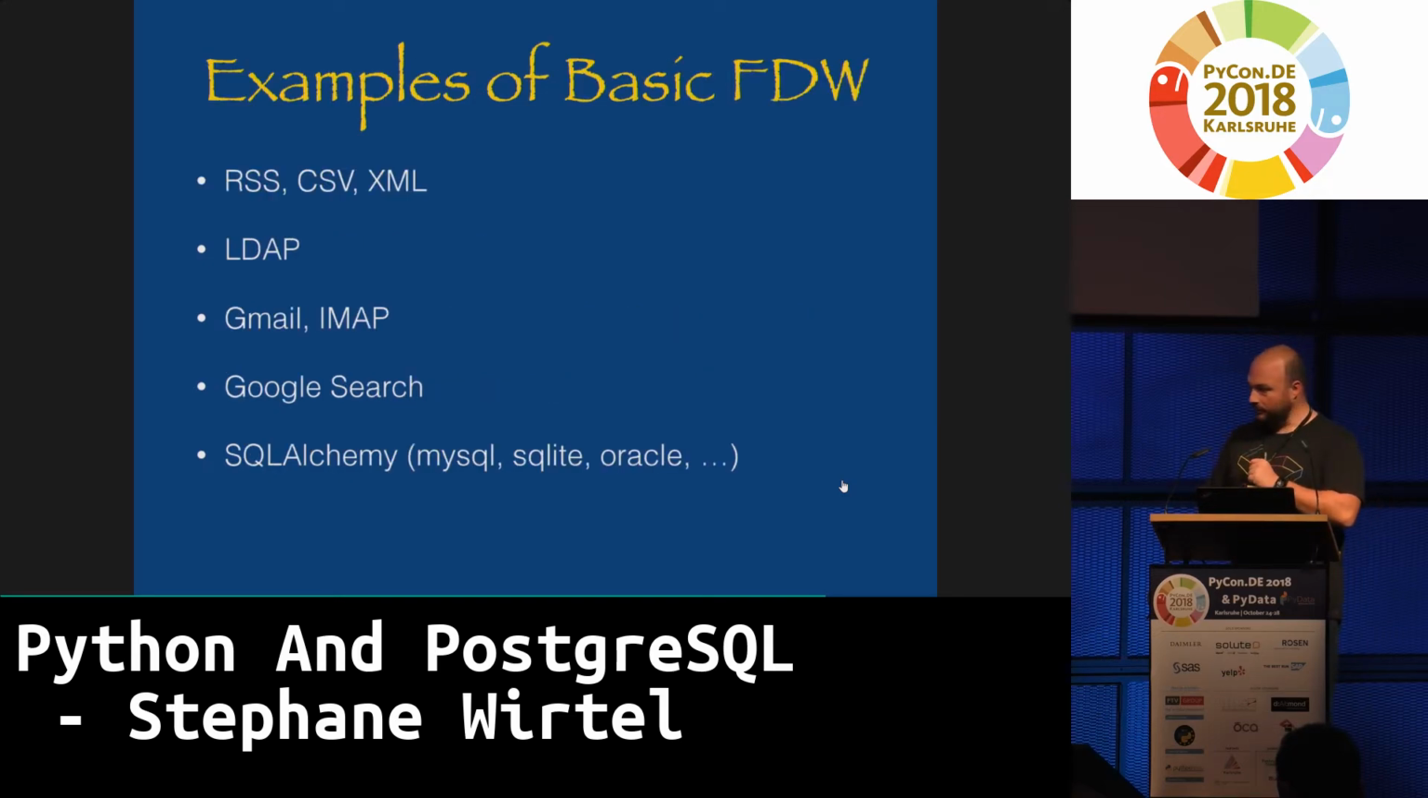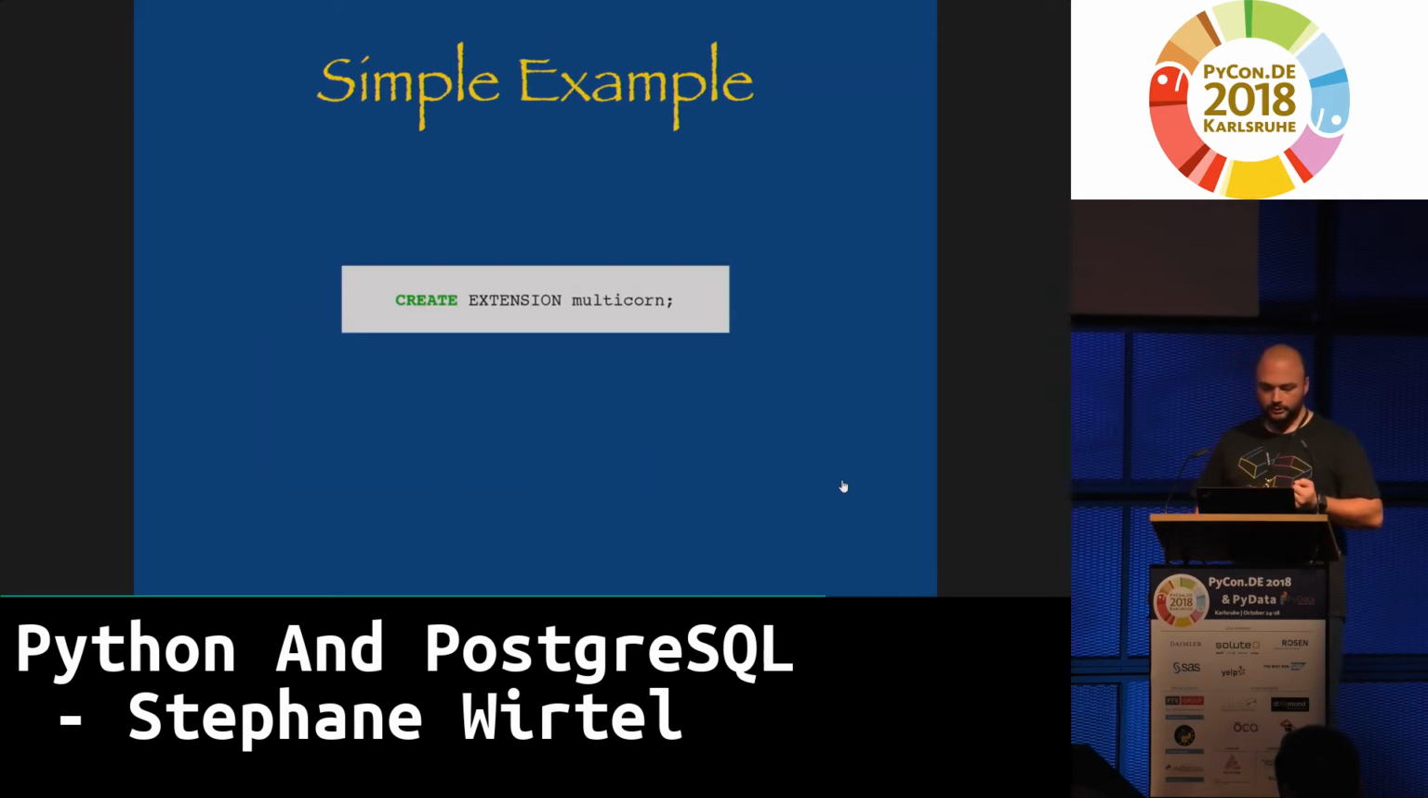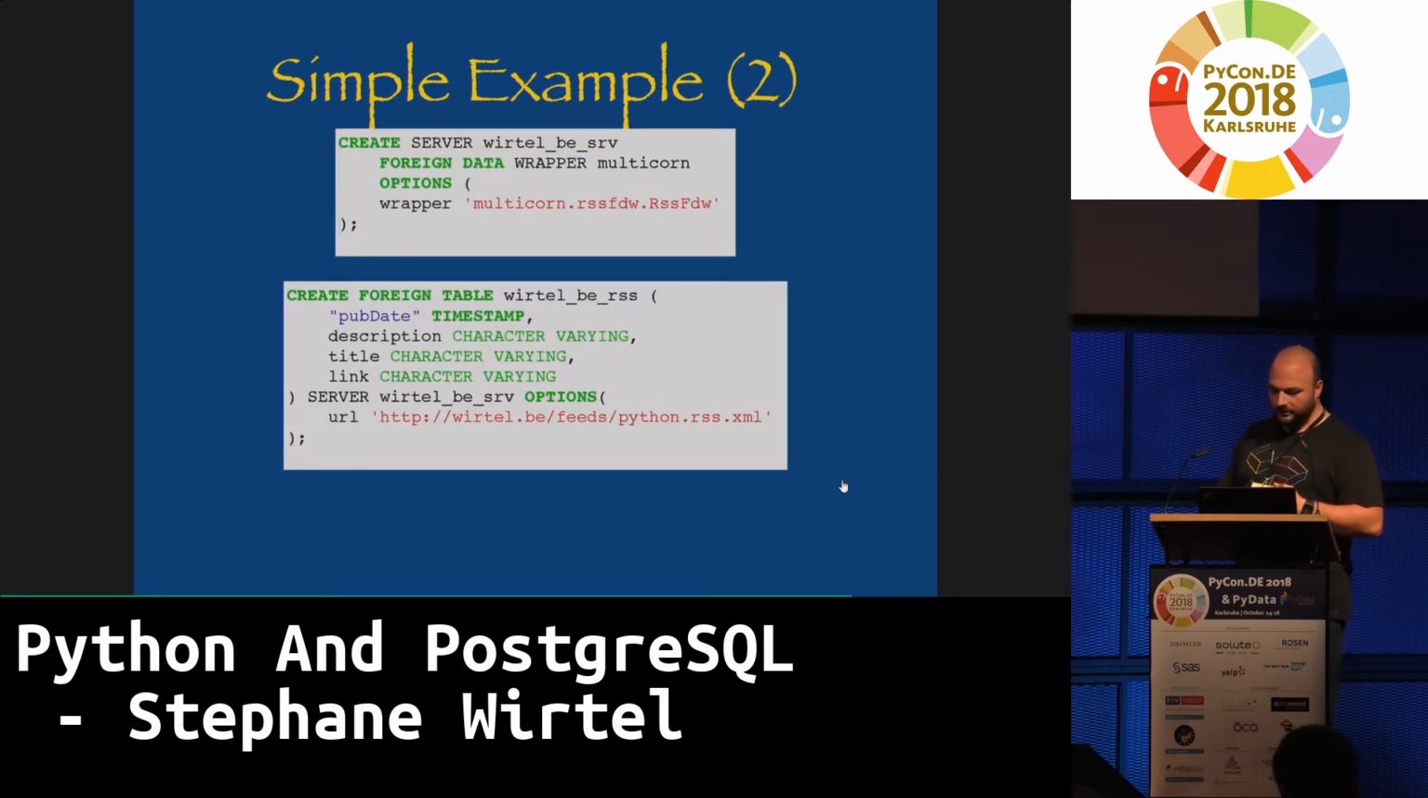With Multicorn, we have LDAP, Gmail, IMAP, Google Search, SQLAlchemy with MySQL, SQLite, and Oracle, of course. And here I'm going to explain how to use Multicorn. Just create the extension, Multicorn. In this example, I'm going to use the foreign data wrapper for a website, for RSS. You know, when you like to see your feeds. Just define a new server. It's just a name, a foreign data wrapper using Multicorn, and I define the options.